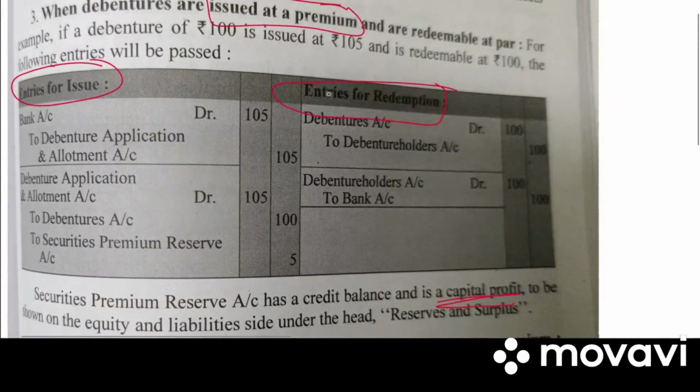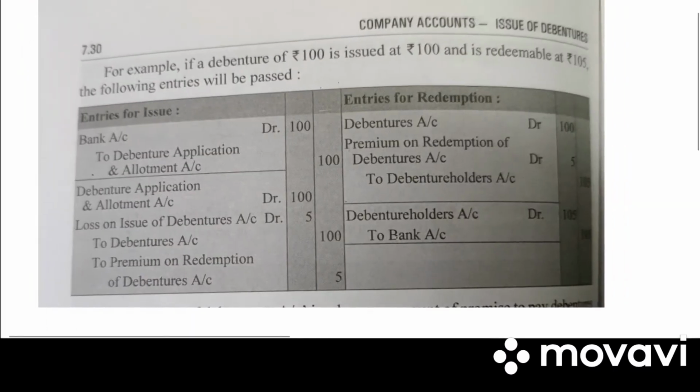Clear? But when the debentures are issued at premium and redeemed at par, it is a capital profit to the company, and we credit the securities premium account. So what will be the journal entry? Say for example, if the debenture is issued for 100 but is redeemed for 105. First entry will remain the same, that is bank to debenture application and allotment account. Second entry would be different. Next entry is debenture application and allotment account debited, loss on issue of debenture account debited, to debenture account, to premium on redemption of debenture account.